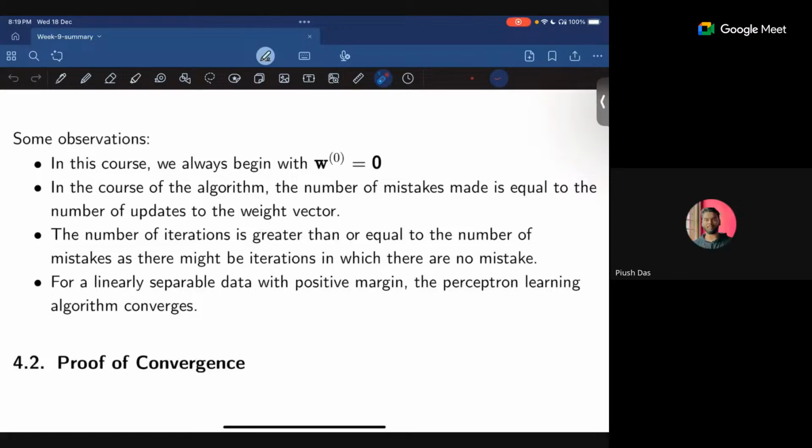Whenever we encounter any mistake, we have to update at that point, and with the updated vector we go to the next data point, and continue the cycle with the updated weight vector. You have to do it until all the data points are correctly classified with some weight vector.